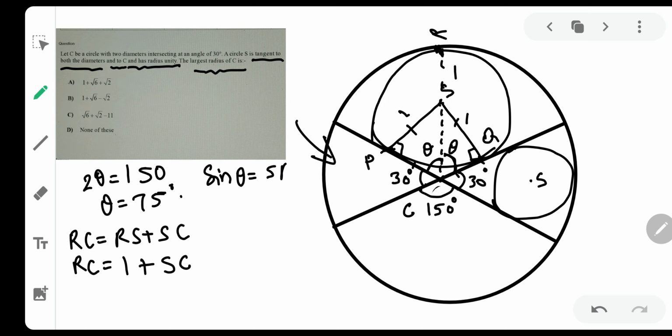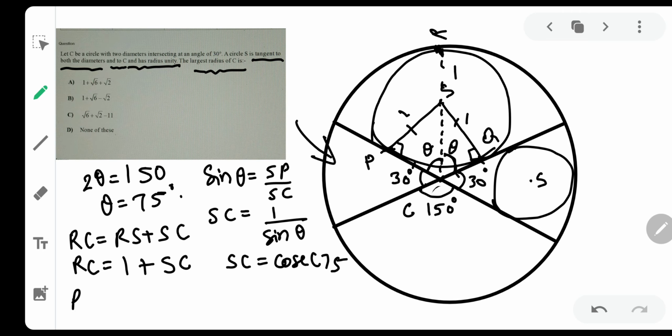SP, very sorry, SP upon hypotenuse, which is SC. So SC is equal to SP upon sin theta, but SP is 1 unit, so 1 upon sin theta. So SC is equal to cosec theta. Theta is what? 75. So RC is equal to 1 plus cosec 75.